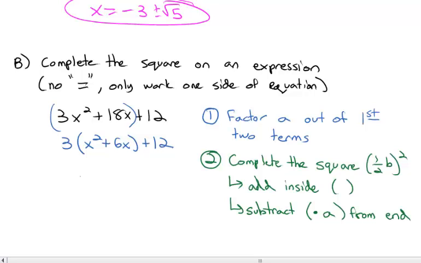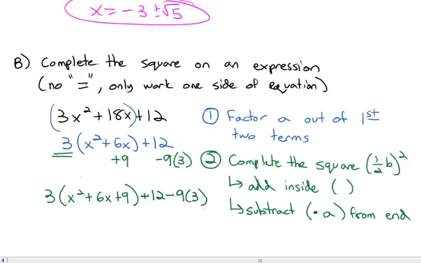So in this case, again, half of 6 is... I'm sorry, half of 6 is 3. And 3 squared is 9. So we're going to add 9 inside the parentheses. And we're going to subtract 9 times the a outside the parentheses. When we do that, we have 3 times x squared plus 6x plus 9 plus whatever 12 minus 9 times 3 is.